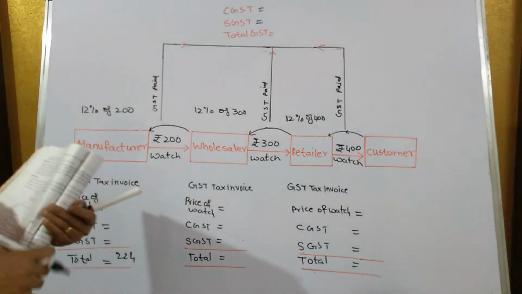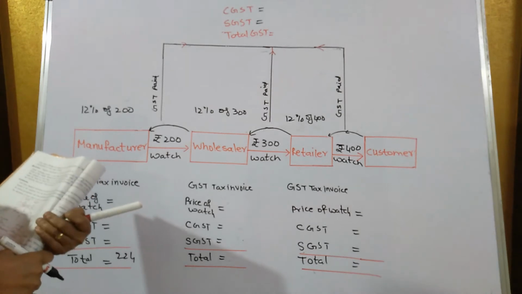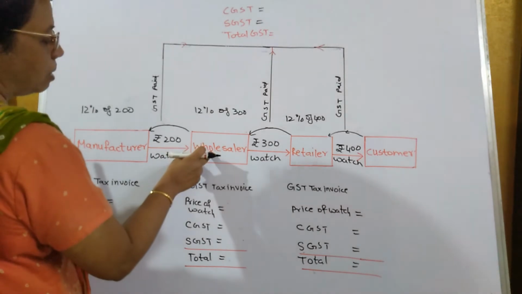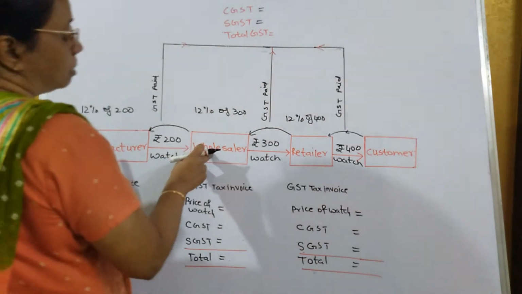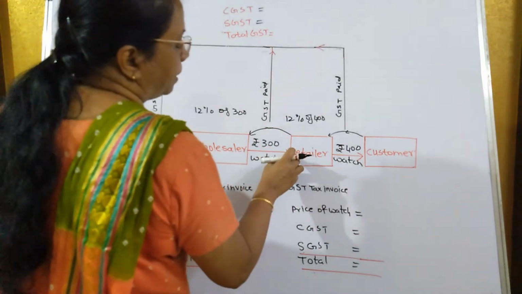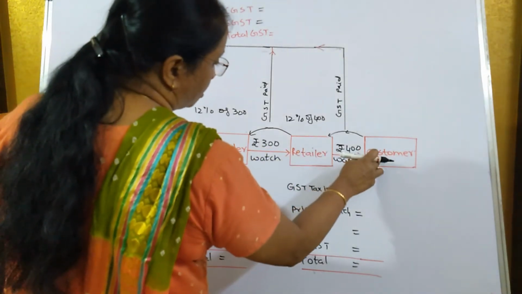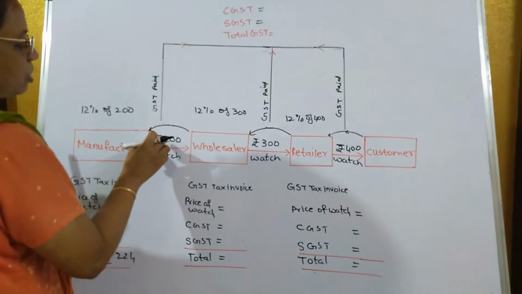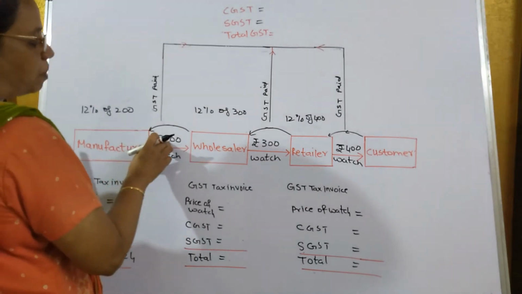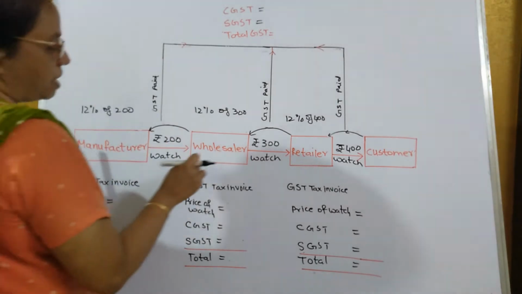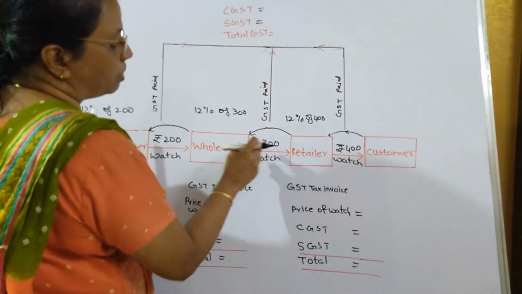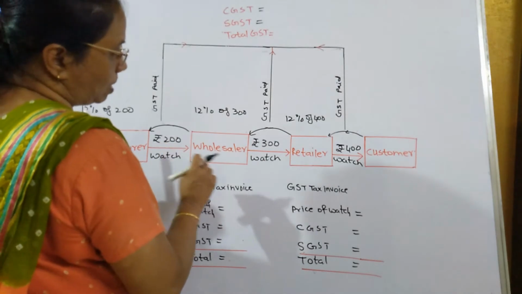Now supposing a manufacturer of a watch sold one watch for rupees 200 to the wholesaler, and the wholesaler sold the same watch to the retailer at rupees 300, and the retailer sold the same watch to the customer for rupees 400. Now in this rupees 200 which was charged by the manufacturer, it contains the profit as well as the GST. Same way over here, when the wholesaler sold the watch to the retailer, the 300 rupees contained the profit as well as the GST.